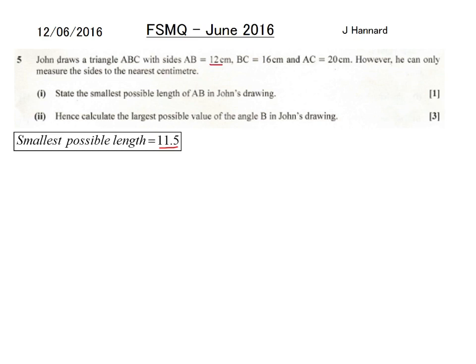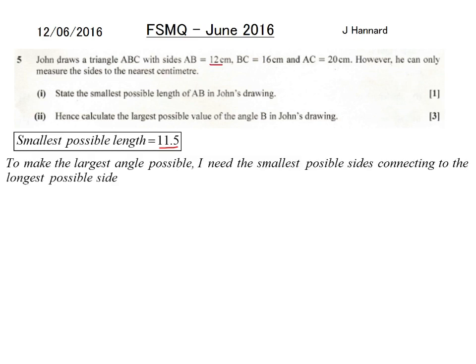And this second bit caused a lot of controversy in my first video because I panicked a bit when I was recording because I hadn't labelled my triangle. But the thing we want: calculate the largest possible angle of B in John's drawing. So to make the largest angle possible, I need the smallest possible sides connecting to the longest possible side. So I drew myself a triangle like that, and in the video I called this here A, but that is actually B. We're going to call that A. I'm going to call that C.